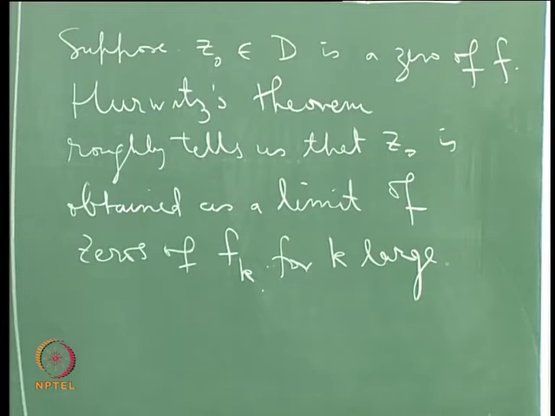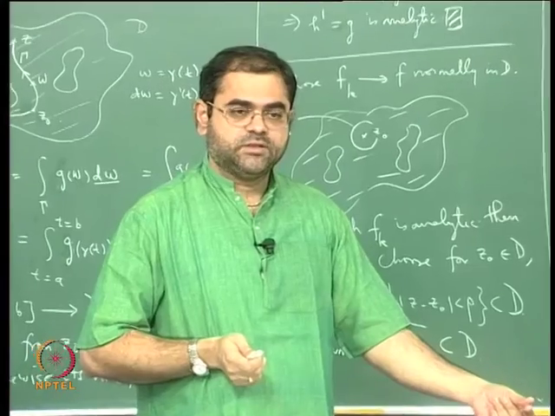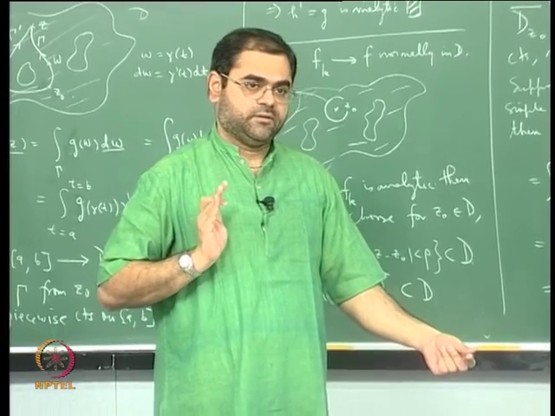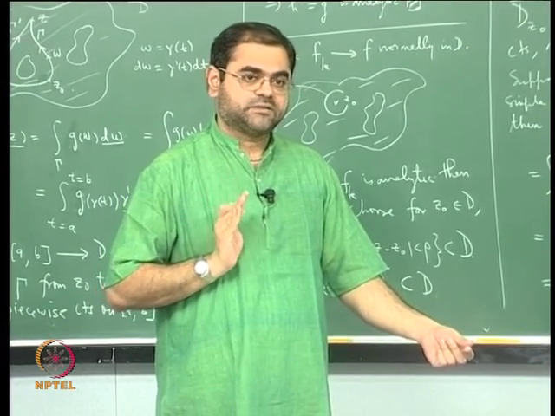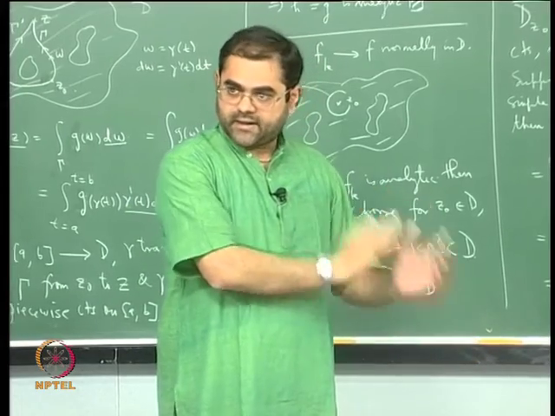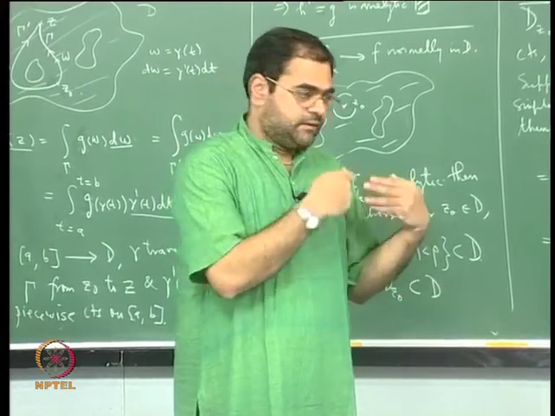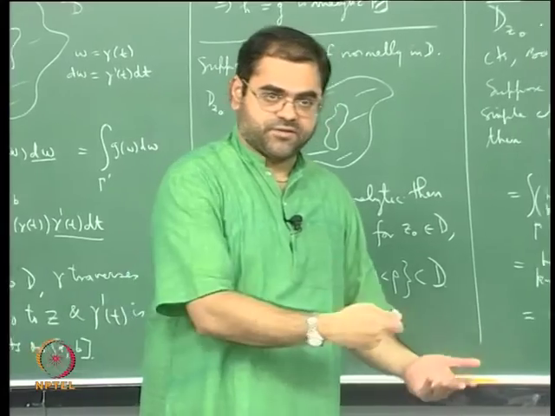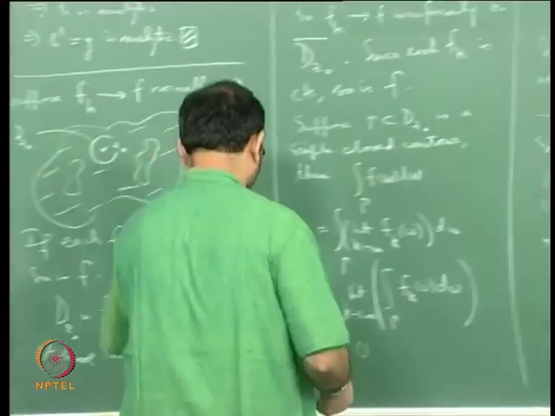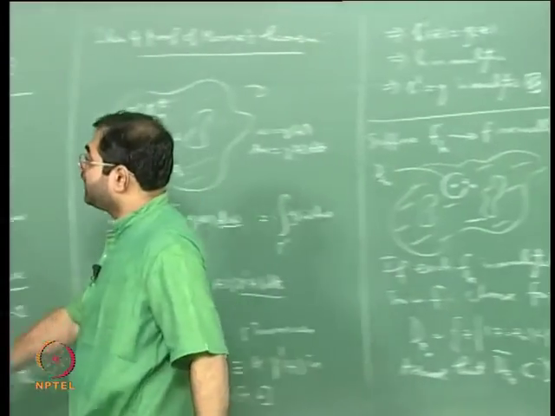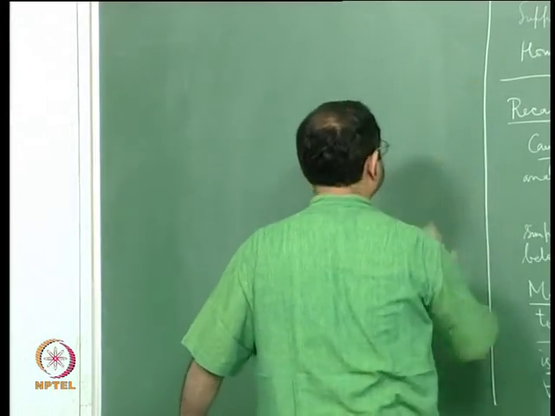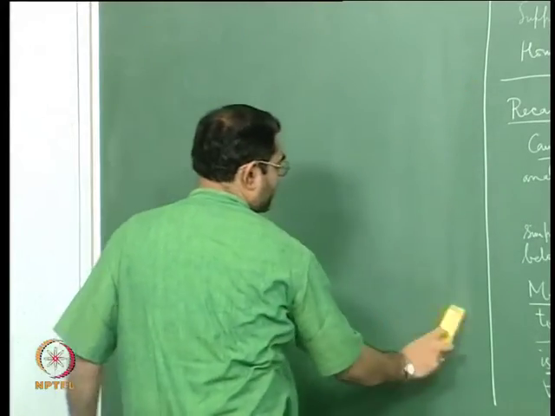This is essentially what Hurwitz's theorem says. So, if we take a zero of the limit analytic function of a normal family of functions that normally converge to an analytic function, then the zero of the limit function comes as a limit of zeros of the original functions beyond a certain stage. Now let me write down Hurwitz's theorem properly, the exact statement, and then we will try to see how to prove it.